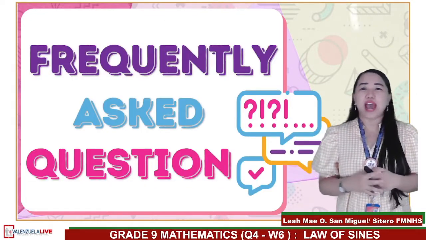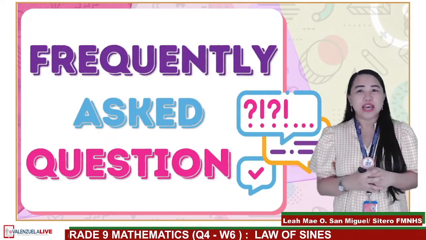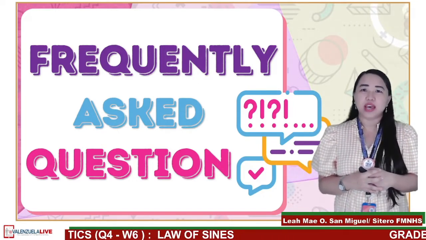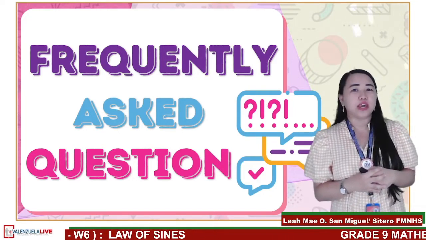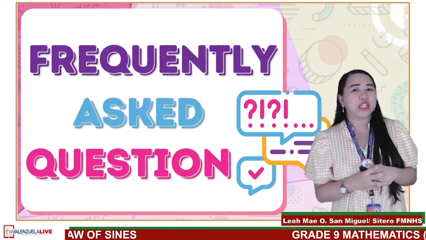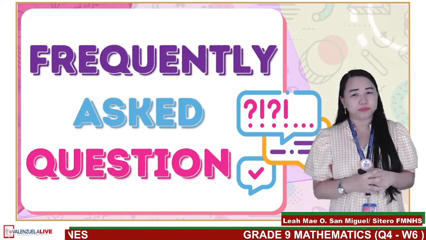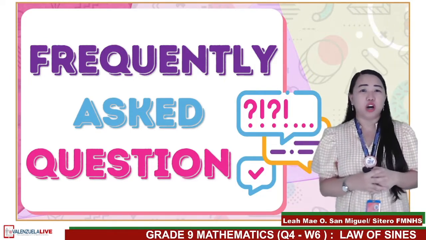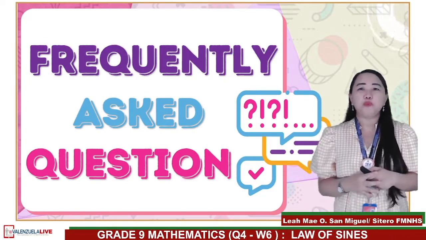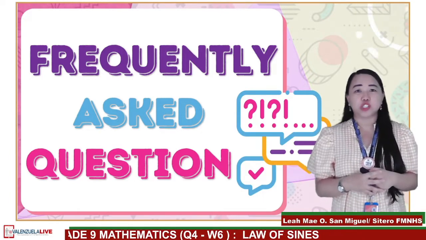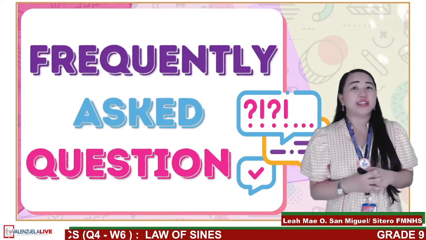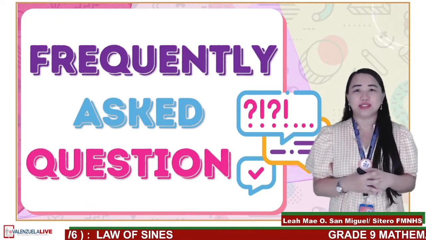For the frequently asked question, can we still use law of sines if we are given two sides and an included angle of a triangle, or if we are given three sides of a triangle? No, we cannot use law of sines because we cannot set up any proportions where enough information is known. In these two cases, we must use the law of cosines.